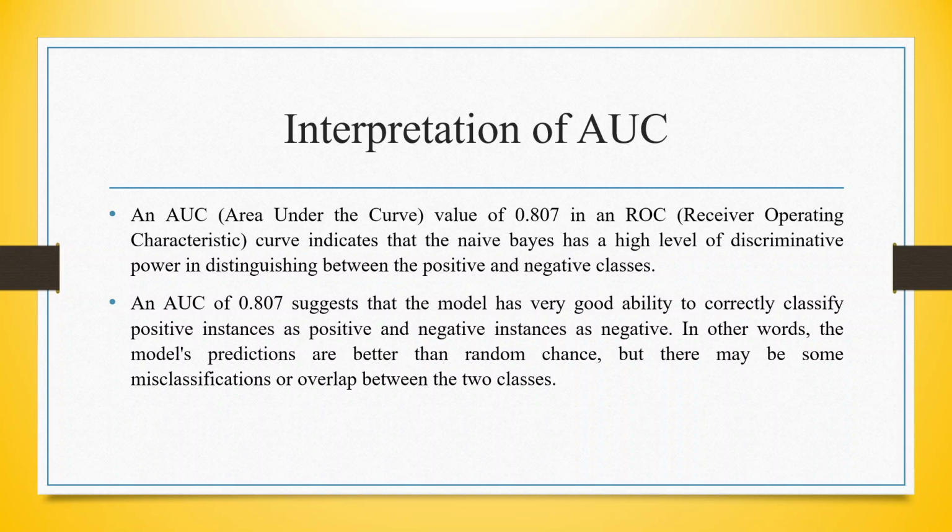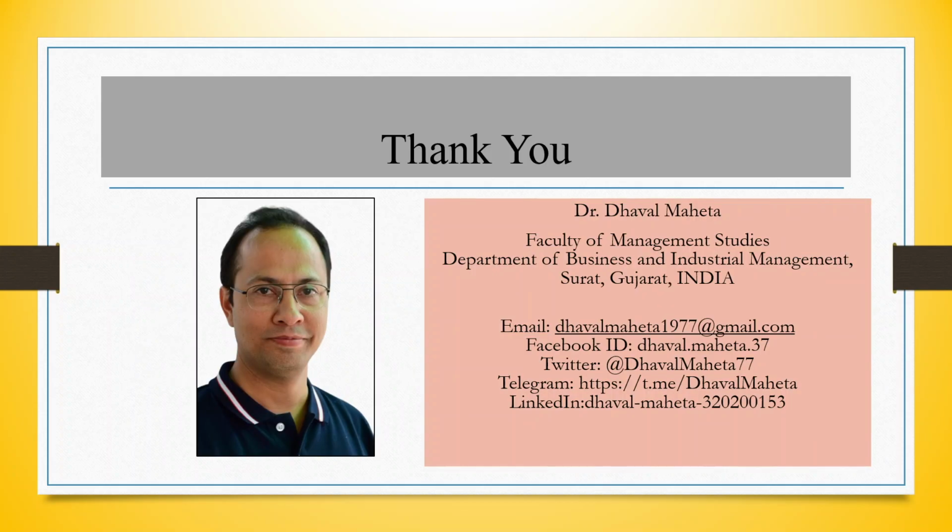An AUC of 0.807 suggests that the model has a very good ability to correctly classify positive instances as positive and negative instances as negative. In other words, we can say that the misclassification is less. In other words, the model predictions are better than a random chance, but there may be some misclassifications or overlaps between the two classes. So this is all about how to plot the ROC curve for a naive Bayes algorithm.